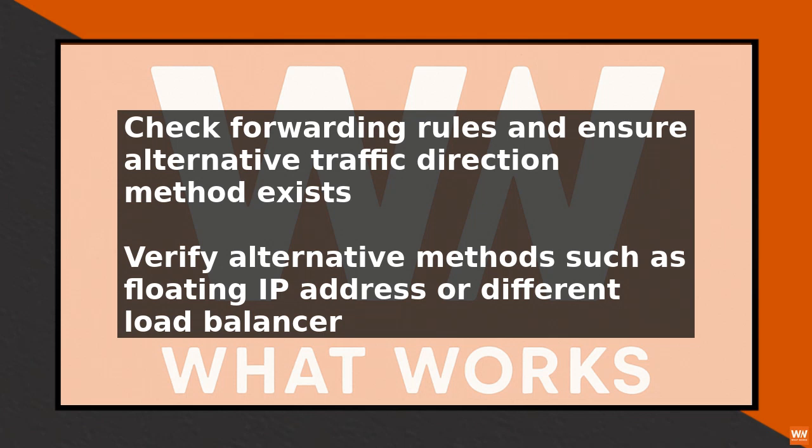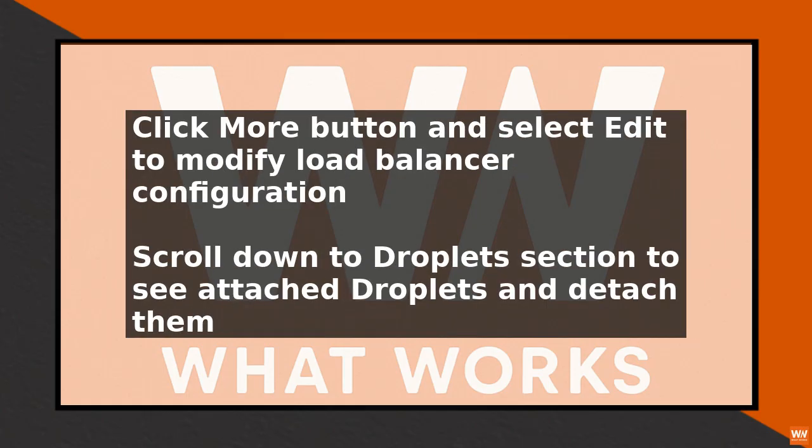Scroll down to the Droplets section, where you will see a list of all the droplets currently attached to the load balancer. To detach a droplet, click on the three dots next to it and select Remove. Confirm that you want to remove the droplet from the load balancer. Repeat this process for each droplet you want to detach. Once you have detached all the droplets, the load balancer is no longer directing traffic to any backend servers.